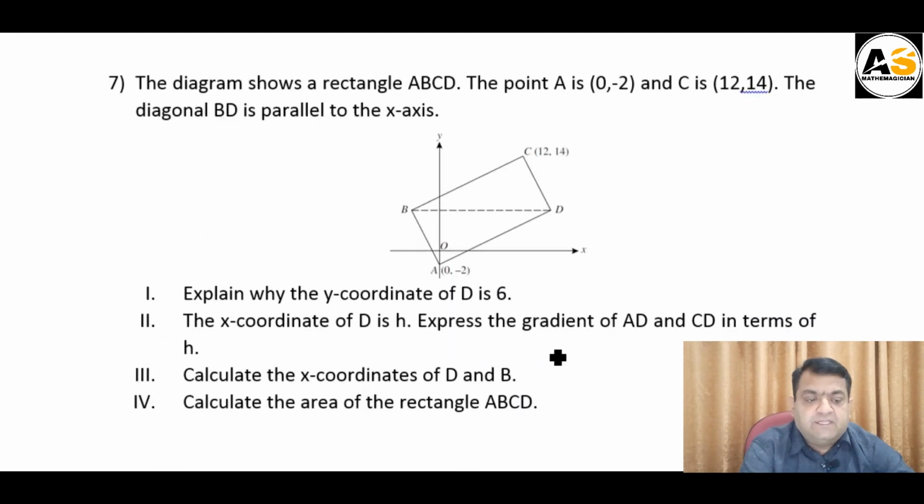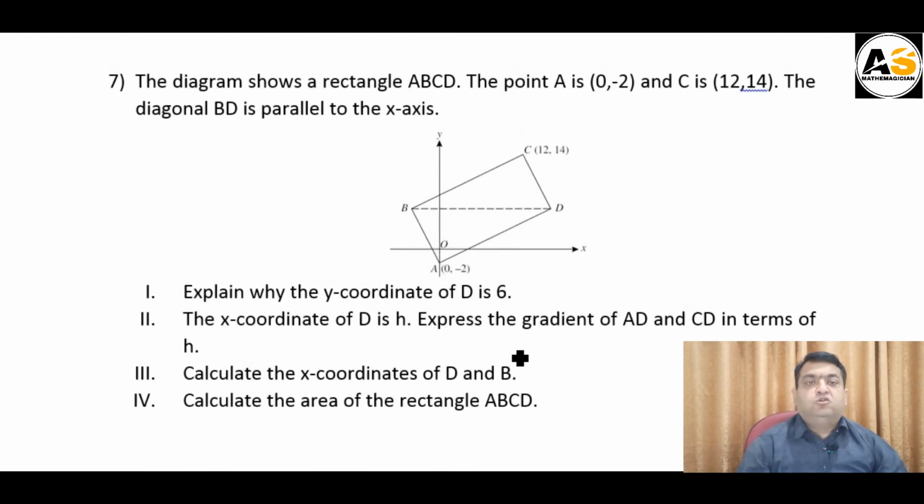Last question for today's lesson. The diagram shows a rectangle ABCD. The point A is 0, -2 and point C is 12, 14. And we are also given that diagonal BD is parallel to the x-axis. This diagonal BD is parallel to the x-axis. It means the y coordinate of B and D are the same. Explain why the y coordinate of D is 6.